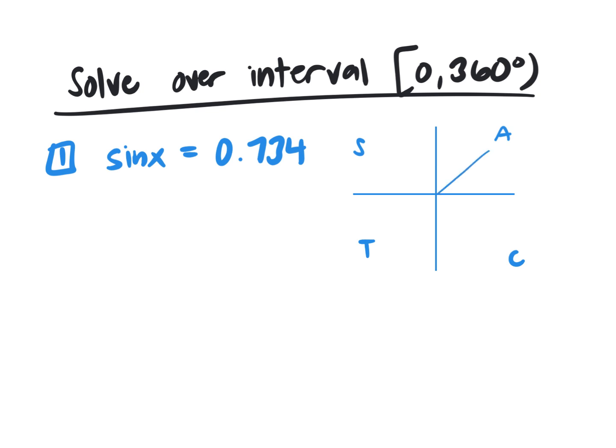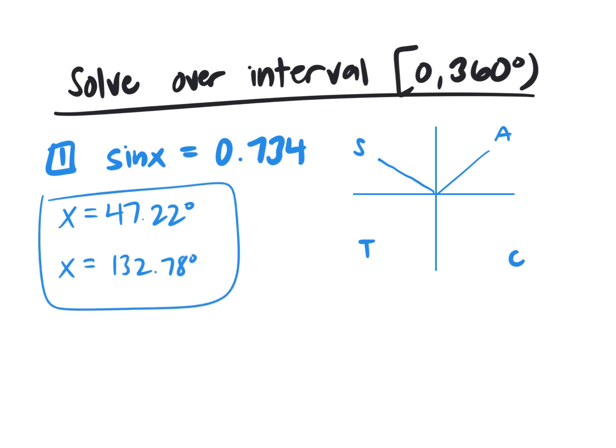To find my other angle, it is going to be in this second quadrant because that's where sine is positive. So to find that angle, I'm going to do what? 180 minus that, which gives me 132.78 degrees. Okay.